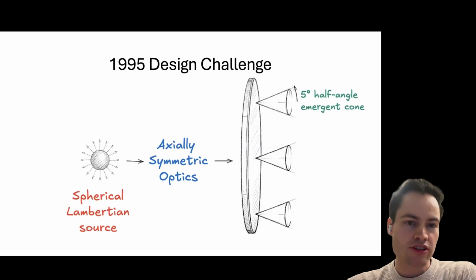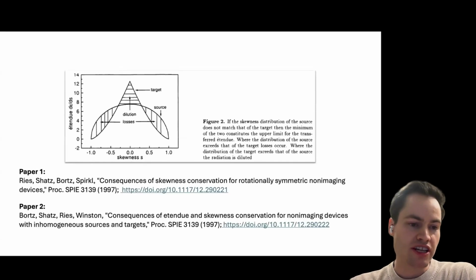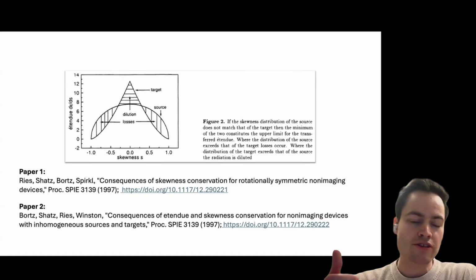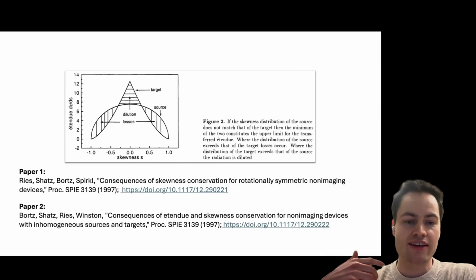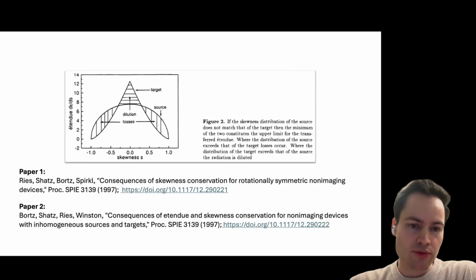So if we go forward to 1997, then that was the next conference. And at this conference, there were several interesting papers presented. The first one was presented by Rees, Schatz, Sports, and Spurkel. And here they introduced the concept of a skewness distribution diagram. So at the time, it was well known that etendue is conserved and that skewness is conserved in a rotationally symmetric optical system. But the idea of bringing them together like this in a diagram was new.